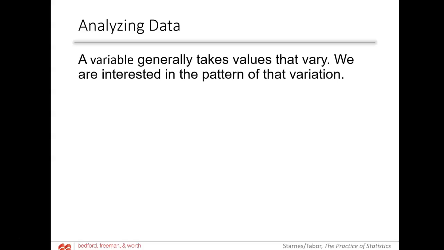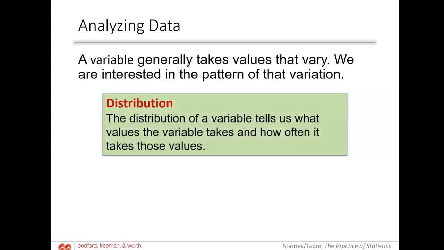All right, let's talk about analyzing data. So variables generally take on values that vary. That's the definition of variable. So we're interested if there's a pattern in that variation. That's what we're looking for when we look at this in the frame of statistics. So one way that we could display the data to show patterns would be through some sort of a distribution. And we're going to learn all sorts of distributions in this first chapter and then throughout the statistics courses in general. So a distribution of a variable tells us what values the variable takes on and how often they take on those values.